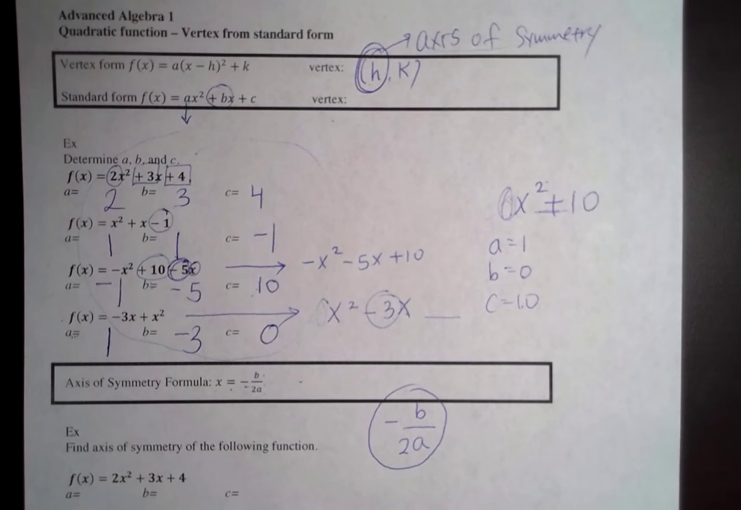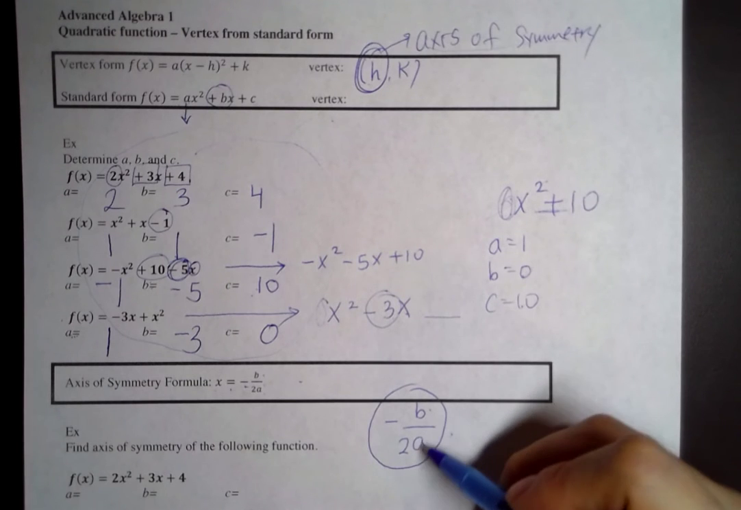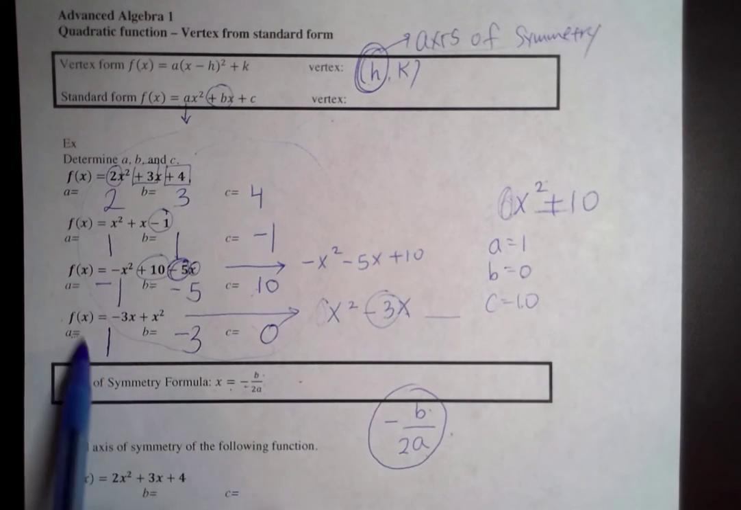Negative b over 2a. I said it 5 times, I think, so you do 5 more, all right? Memorize this one: negative b over 2a, and this b and that a are from the standard form.